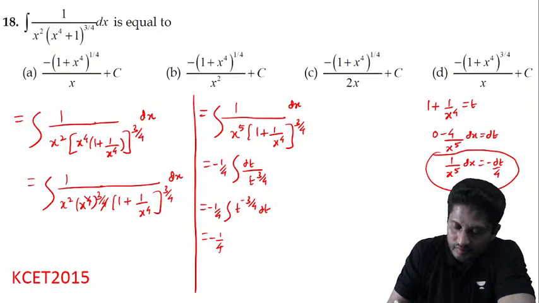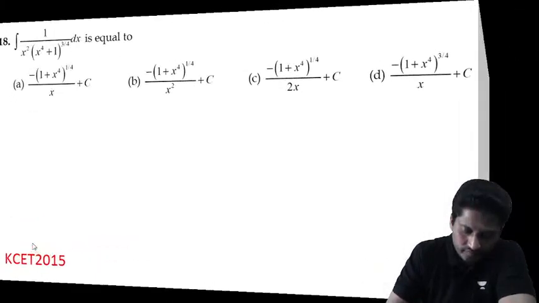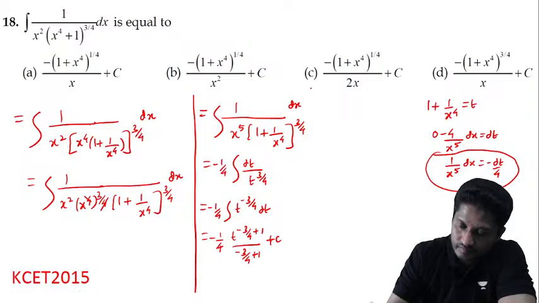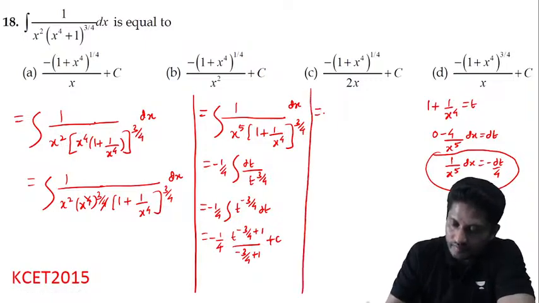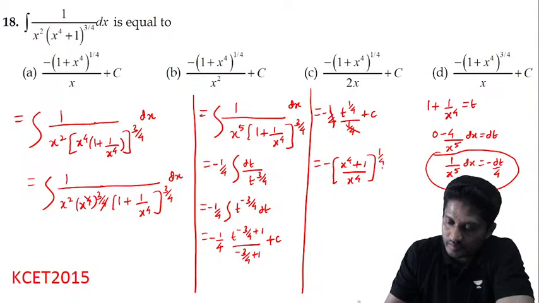Minus 1 by 4, t to the power of minus 3 by 4 plus 1 upon minus 3 by 4 plus 1 plus c. Okay, now this becomes minus 1 by 4 into t to the power of 1 by 4 by 1 by 4 plus c; the 4s will cancel. Minus of, what's the value of t now? x power 4 plus 1 by x power 4 whole to the power of 1 by 4 plus c.